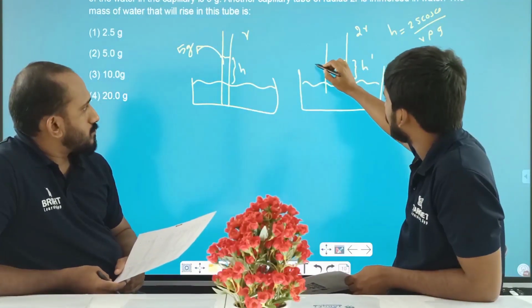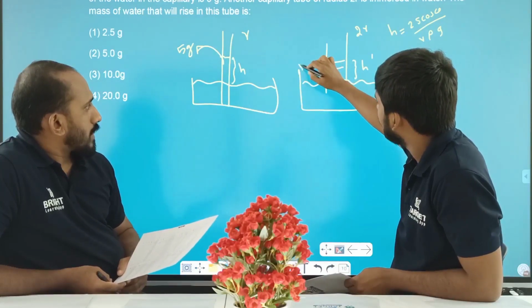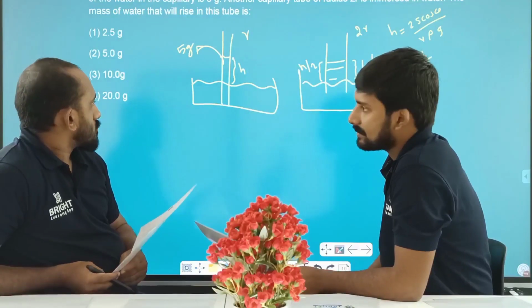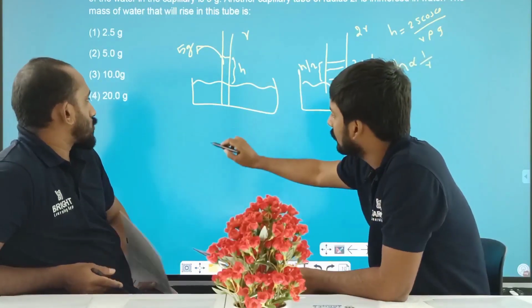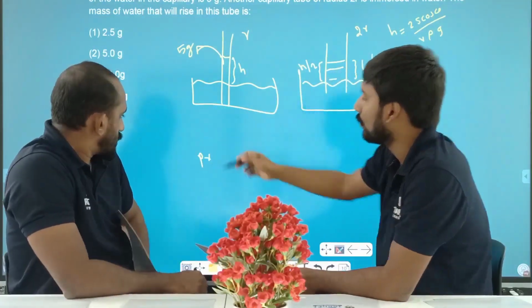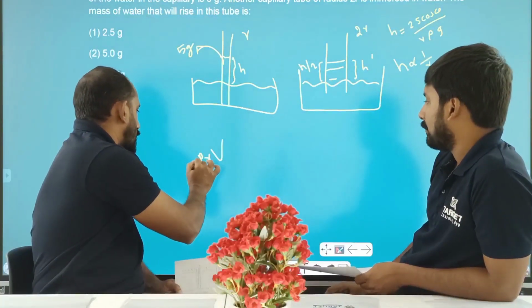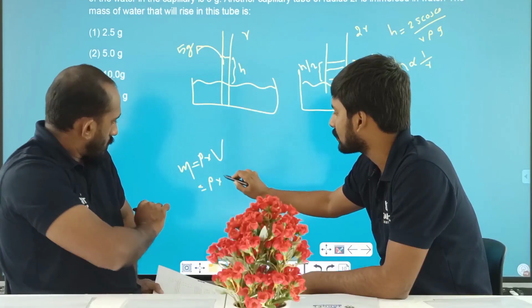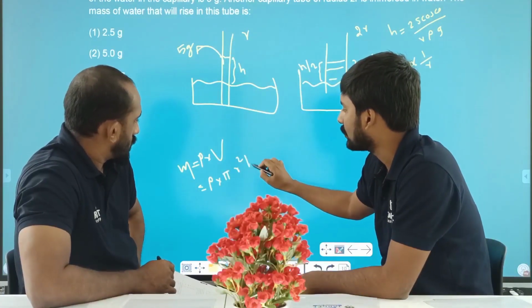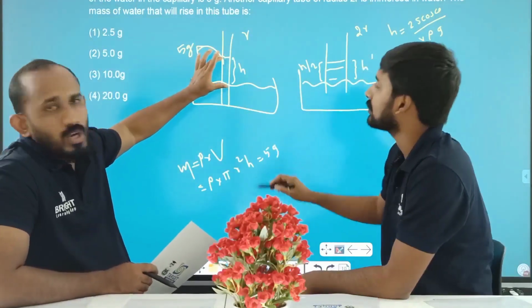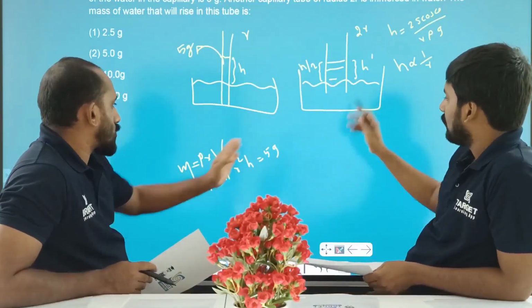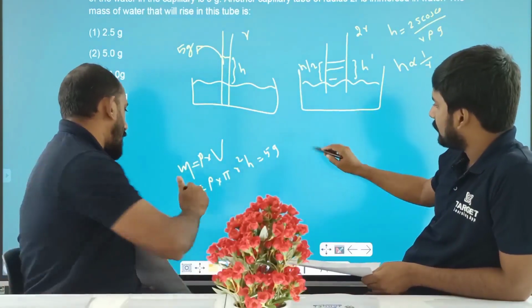So here h will be h by 2. Now we can calculate the mass in terms of density and volume. Mass is density into volume. The volume of a cylindrical shape is area into height, pi r square into h. Mass is rho pi r square h, which is given as 5 gram. That is M.